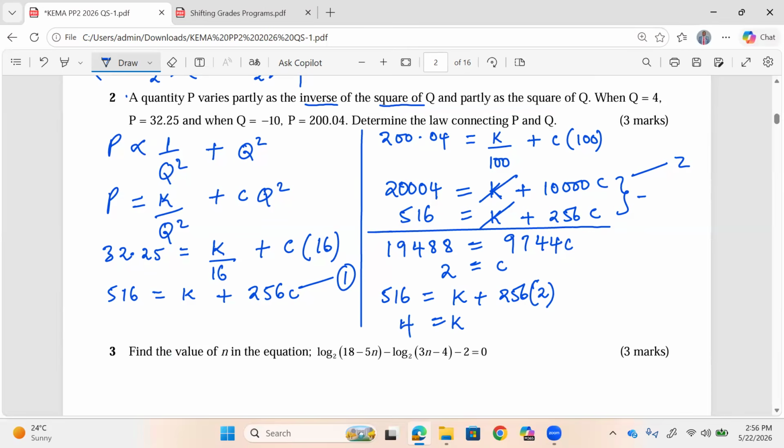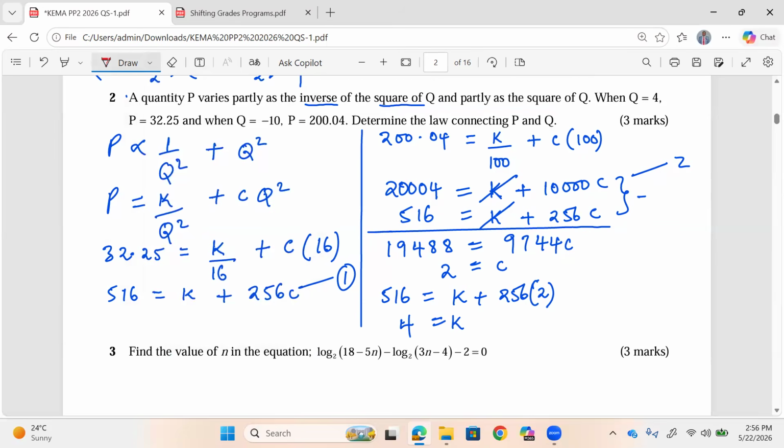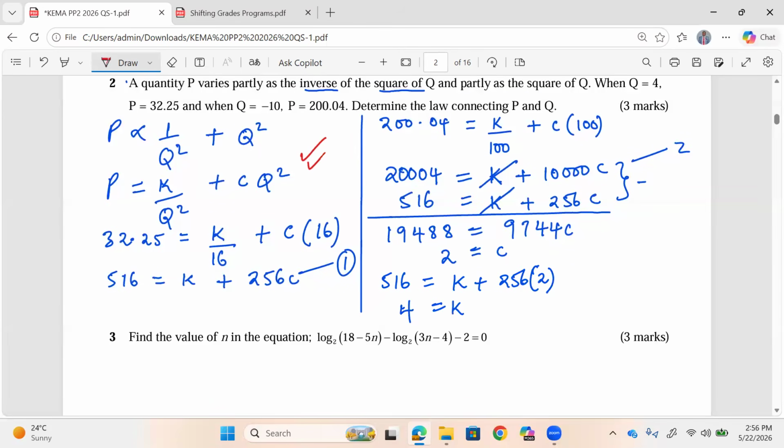So if the value of K is 4 and the value of C is 2, then why can't we write the equation connecting P and Q, whereby now we make this one a specific equation, write P equals K, which is 4, out of Q squared plus C, which is 2, multiplied by Q again squared. So that's a very good question again.